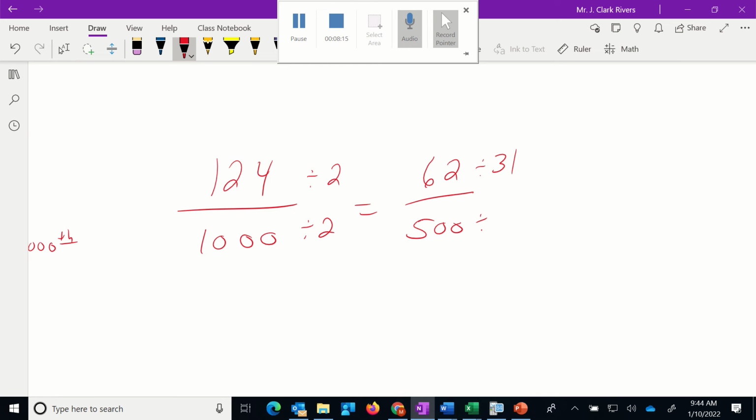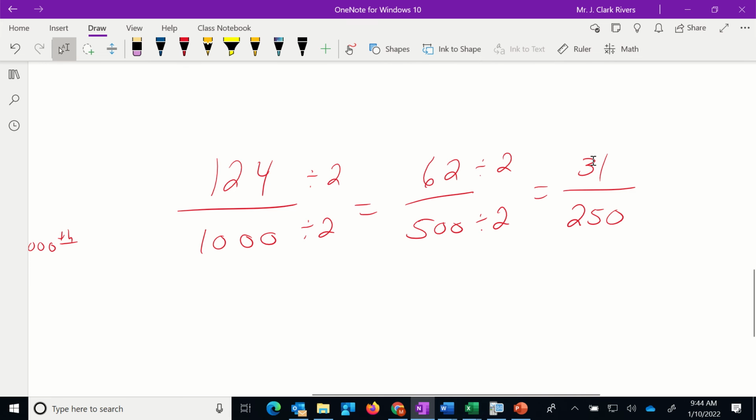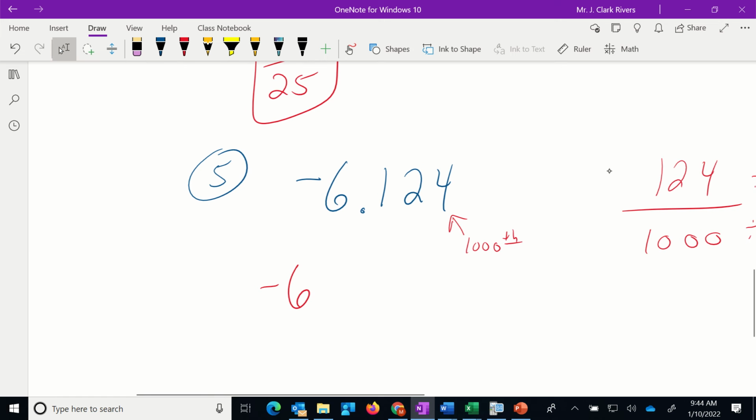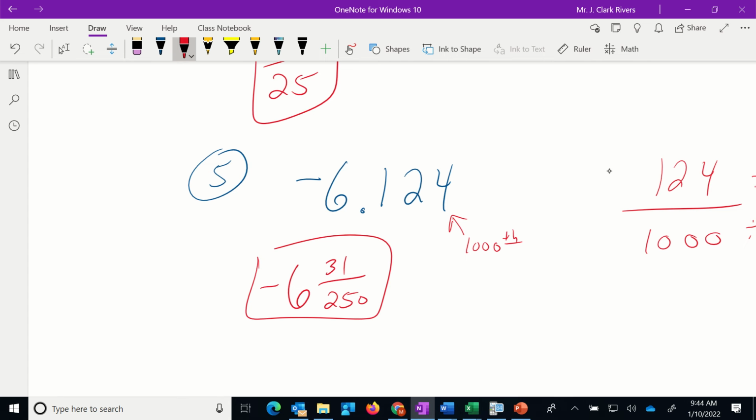Divide by 2. And we get 31 over 250. 31 is prime. 250, we cannot divide that by 31. So we're done. 31 over 250. There you go. Questions on that? All right, not bad, right?